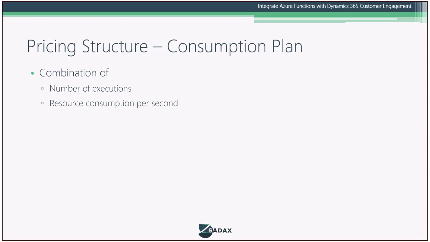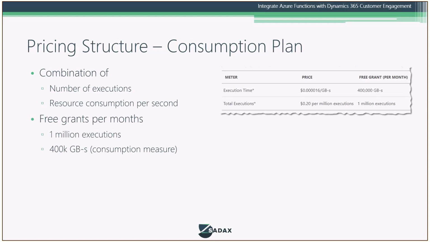The second aspect is the resource consumption per second. So that one is interesting to explain, and it's even more interesting to calculate. The idea there is Microsoft looks at whenever you're running a function, it looks at the memory that you're using on the server, and it looks at the length of time during which you're using that memory. And it comes back with a unit of measure that's called gigabyte seconds. And that is how we measure the resource consumption per second. So it's really the gigabytes of memory per second.